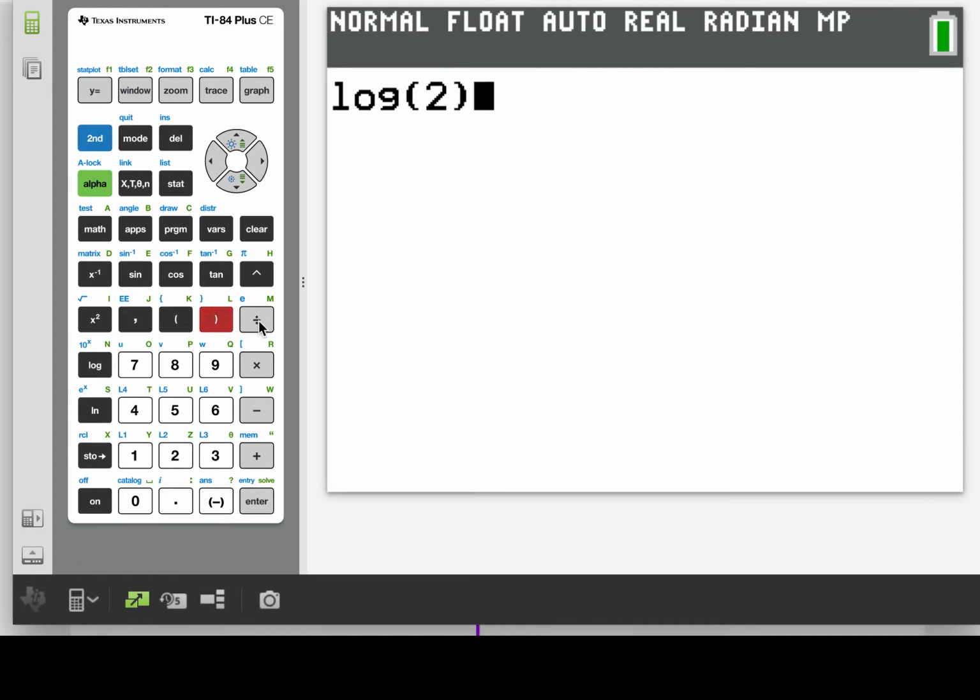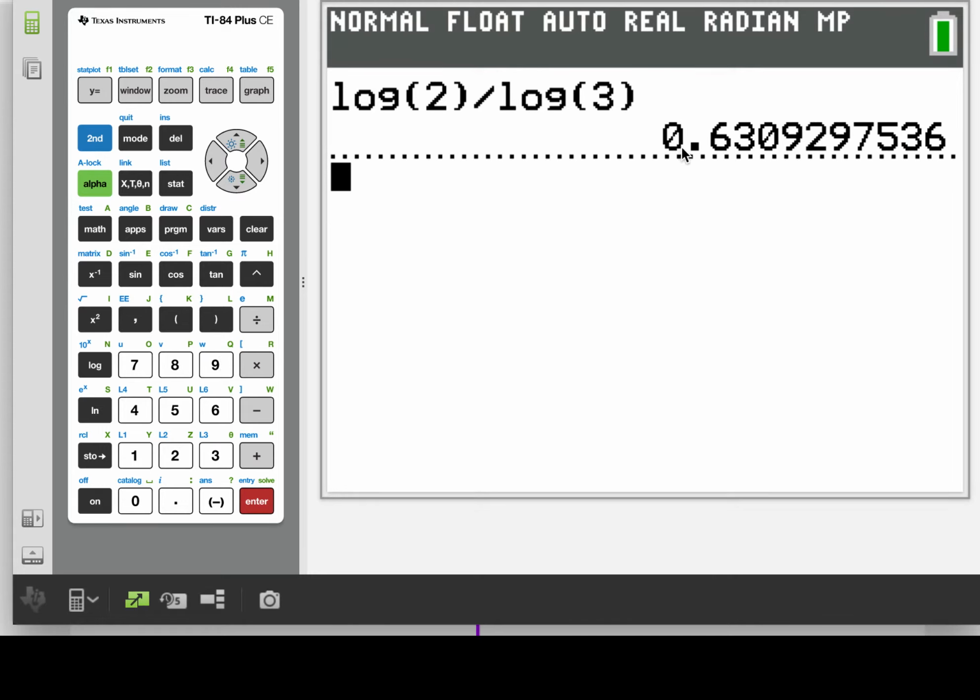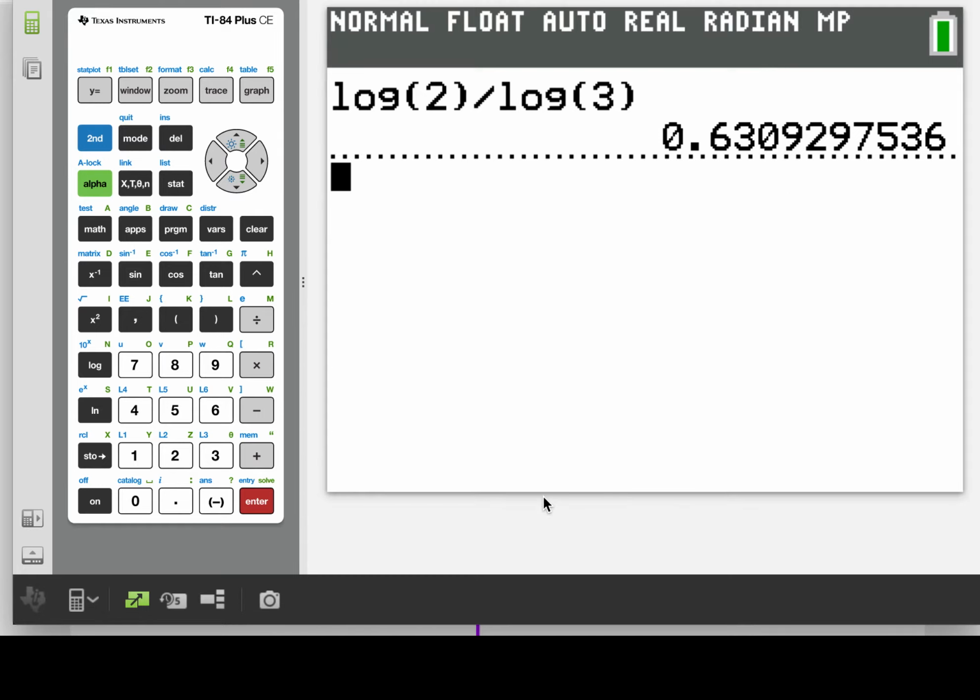Make sure you close that logarithm. I want that entire logarithm divided by the common log, use the same one both times, of 3. And again, I close that one as well. And notice we get 0.631 approximately, right? 0.631 as far as that goes.